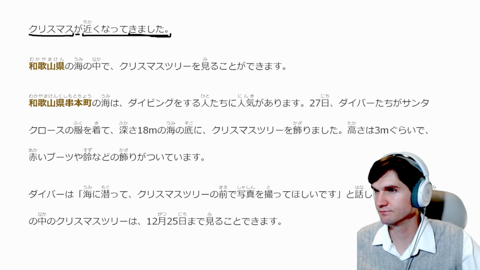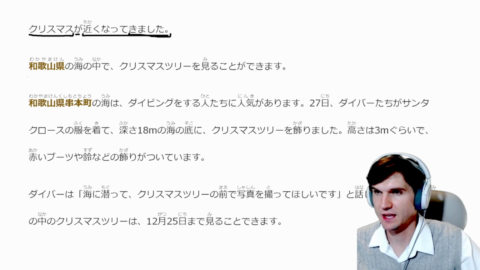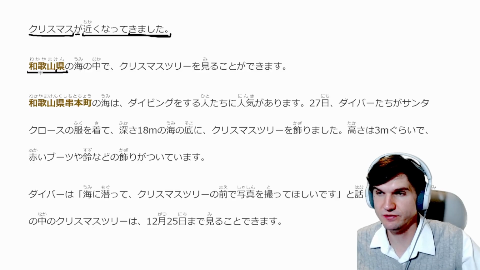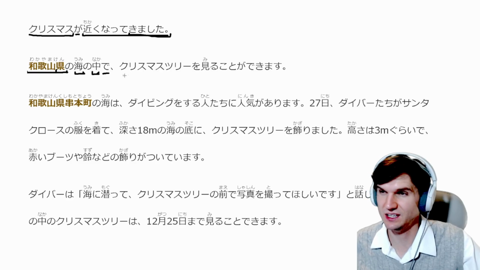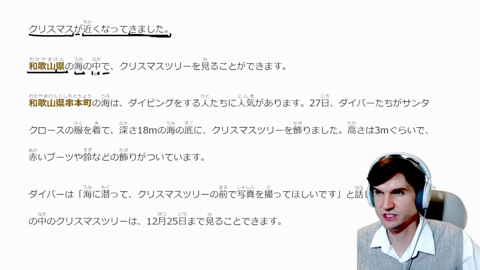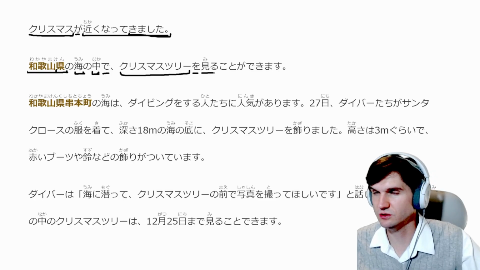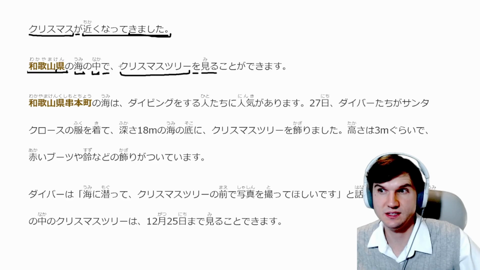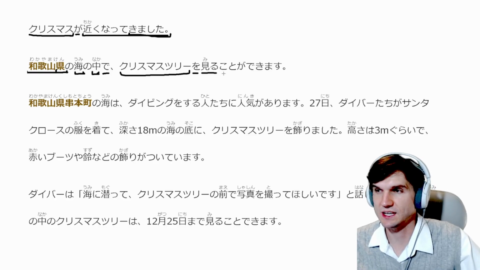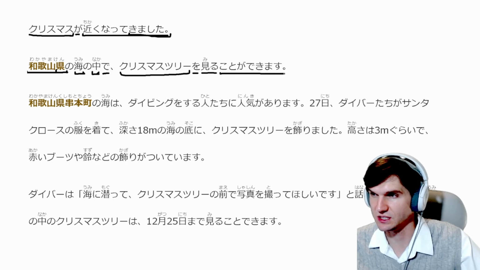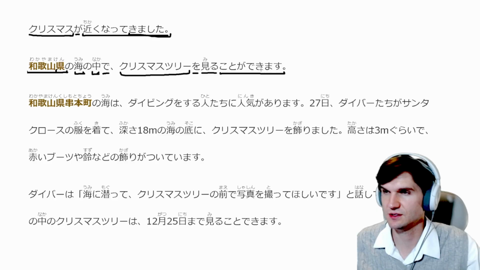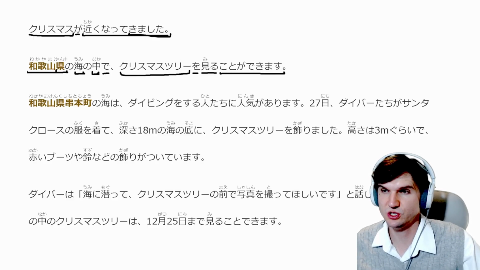和歌山県の海の中でクリスマスツリーを見ることができます。和歌山県の海の中で。So 和歌山県 once again, ken here, so this is the prefecture, 和歌山 prefecture の海の中で, so 海 being the ocean, 中 being inside, de telling us where something is taking place. So in the ocean, in Wakayama prefecture, クリスマスツリー a Christmas tree, or the thing we are doing a verb to, 見る to see, 見ることができます. So in the ocean in Wakayama prefecture, we can see a Christmas tree. ことができる in the mas form, ことができます. Able to do the verb. So 見ることができます. We can see a Christmas tree in the ocean in Wakayama prefecture.